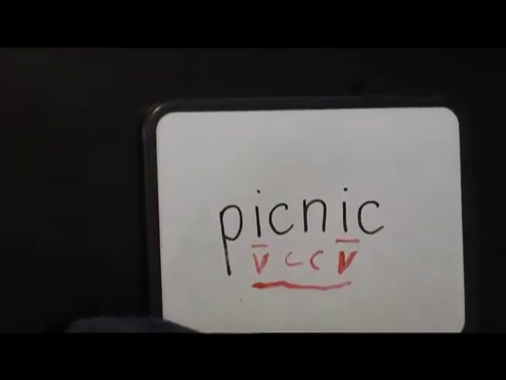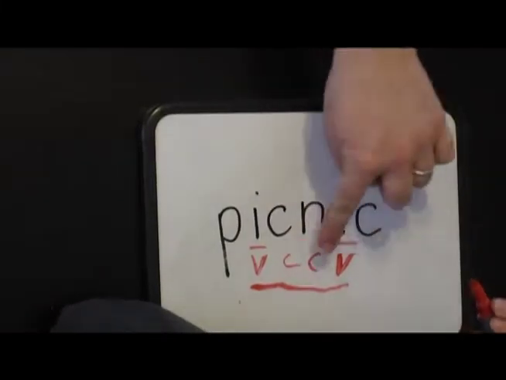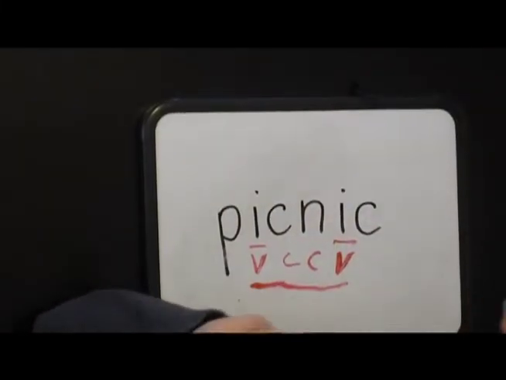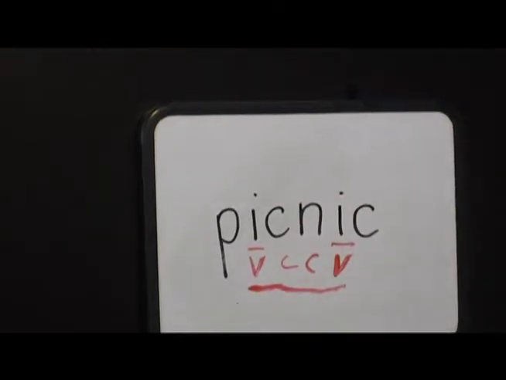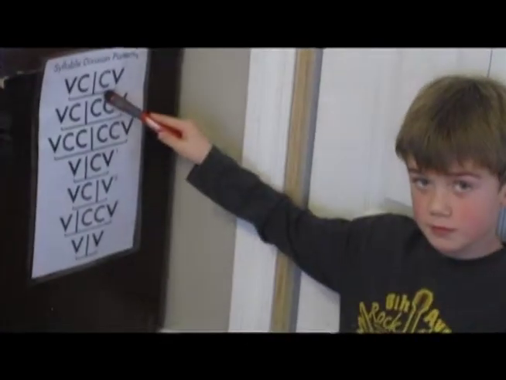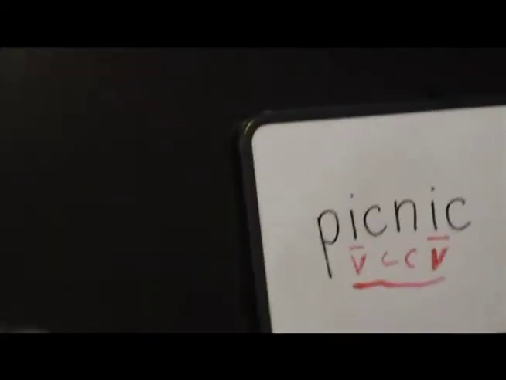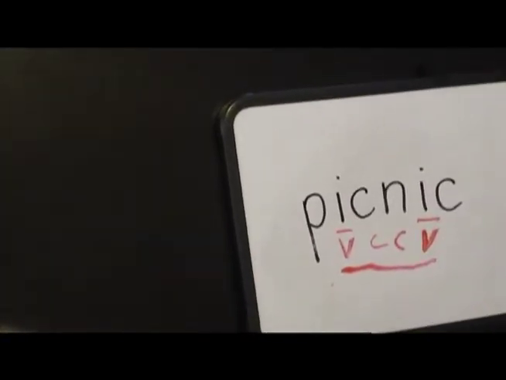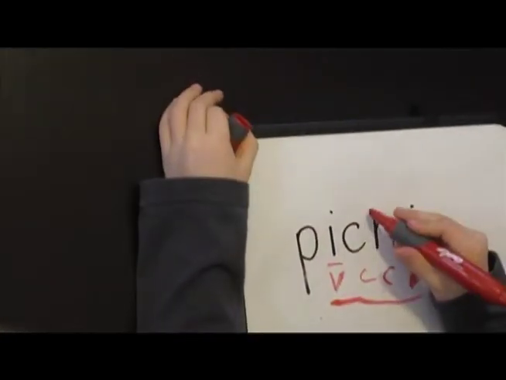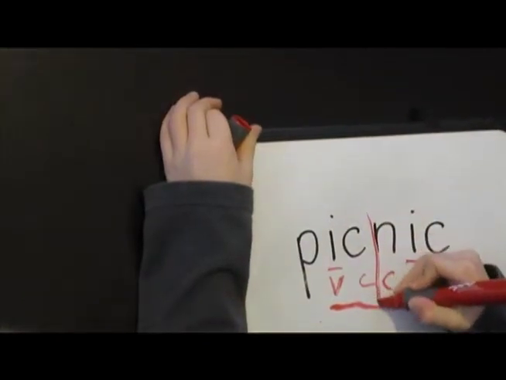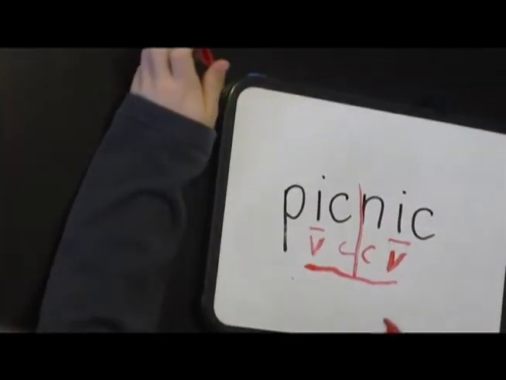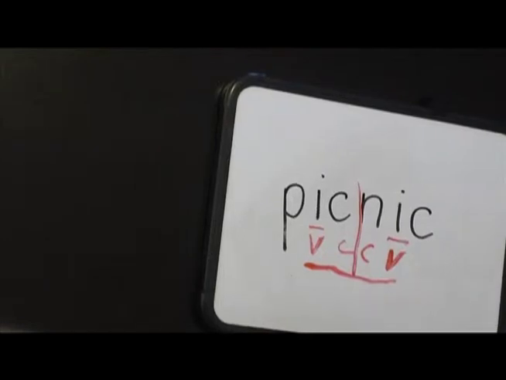Okay, so now we go to our chart. We have V, C, C, V. We must go to our chart. Go over there. Point to where V, C, C, V is. The very first one, V, C, C, V. Excellent. Okay, so we're going to divide it where, Jacob? Right through the middle. Right between the two consonants. That's where we divide our word into syllables. How many syllables does that word have? 2. Good job.